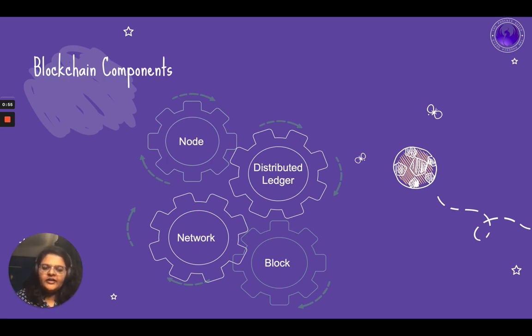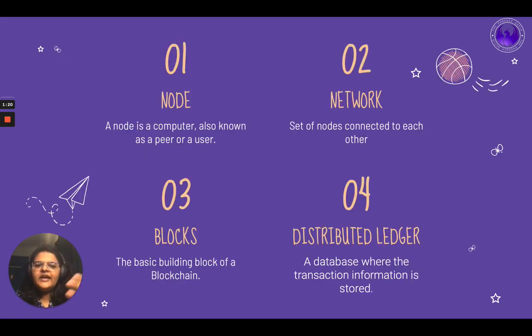Let's go to the next component. The next component is a block. A block is a basic building block of a blockchain, which when connected together forms the blockchain. And the last but not the least, a distributed ledger. A distributed ledger is nothing but a sort of database that stores all the transactions that are happening across the blockchain. Let's deep dive a little bit into each of these components and understand them better.